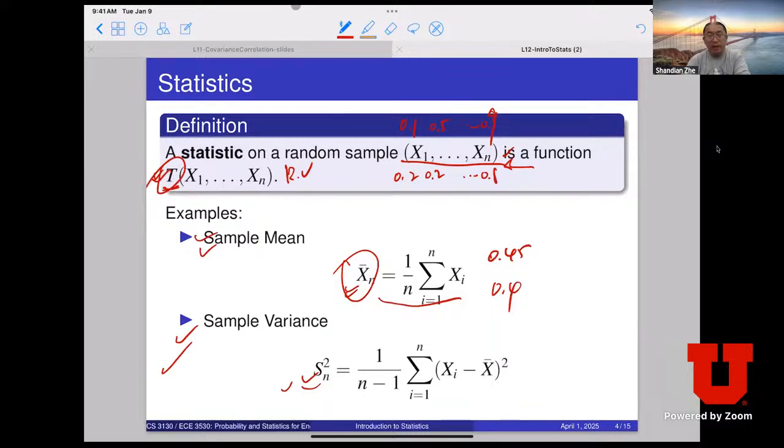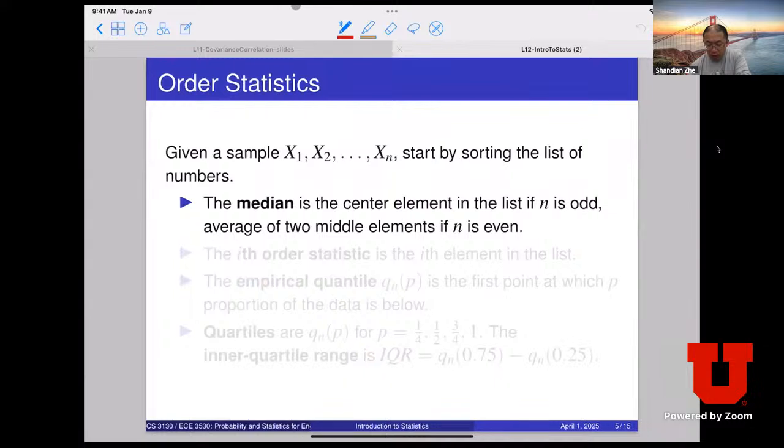So we introduced two examples of statistics. One is sample mean, one is sample variance. These two might be the most commonly used statistics. But here we want to give others. The third one is called median.